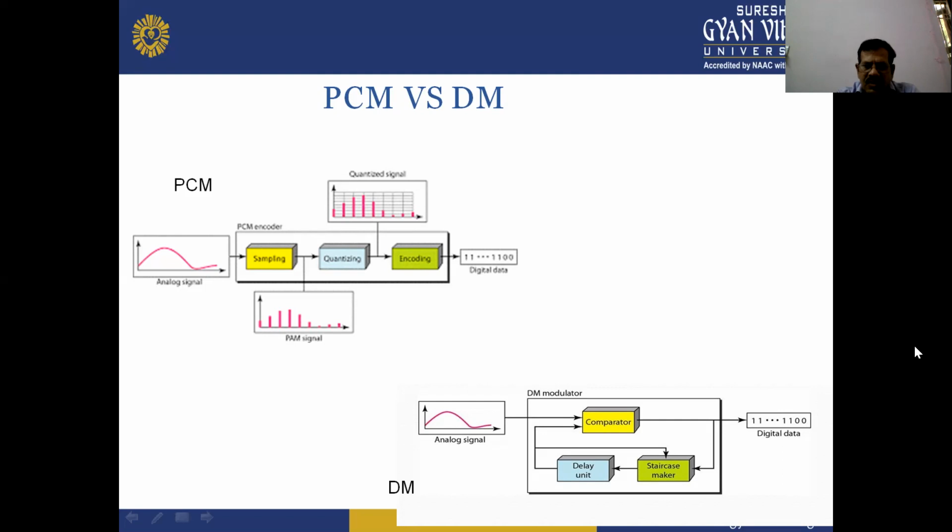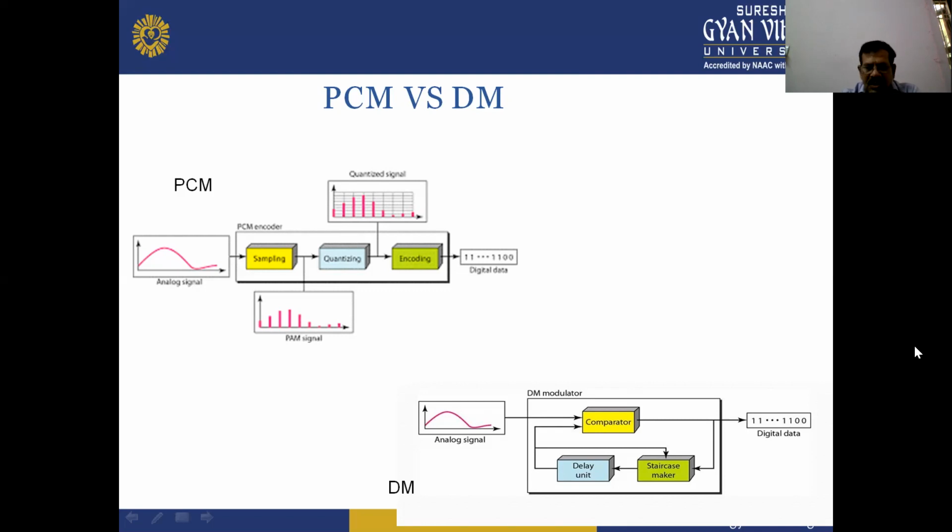In the delta modulation system, we take a comparator device, a delay unit, and a staircase maker. So there are a total of three networks used to convert an analog signal into a digital signal in the delta modulation system. The input signal is applied to the comparator, and another signal, which comes from the delay unit, is also applied to the comparator. The delay unit receives the signal from the staircase maker, and the staircase maker receives the signal from the output of the comparator.